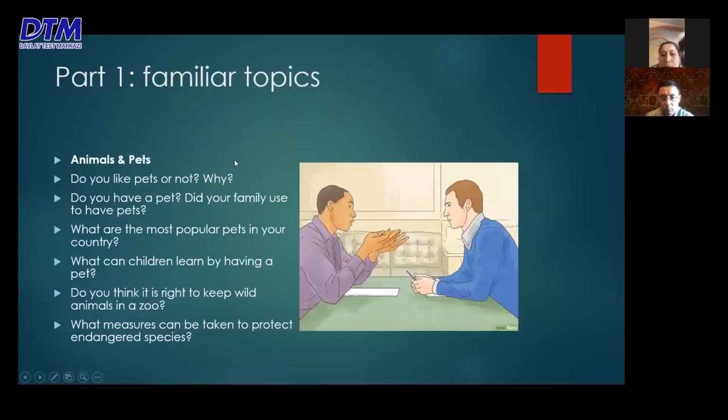And like I said before, part 1 is about familiar topics. For example, animals and pets could be a good example. The first question: do you like pets or not? So you see that the examiner is asking this question in order to know your level, whether you can express your preference towards animals and pets.